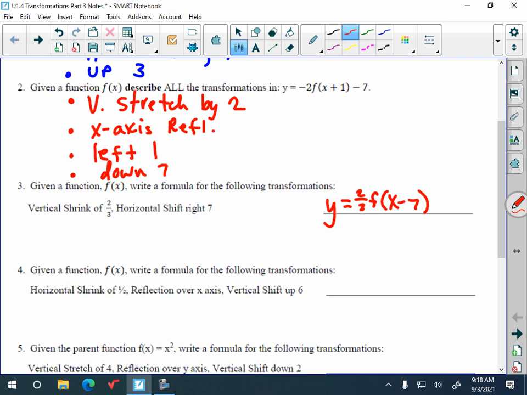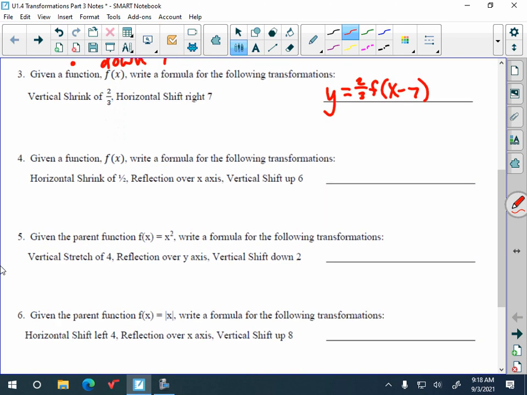All right, and then let's go ahead and do number 4. Same way, just a general function f. Okay, so y equals, and then we'll just throw this f in there somewhere. All right, so here we have a horizontal shrink of a half, a reflection over the x-axis, and then vertical shift up 6.